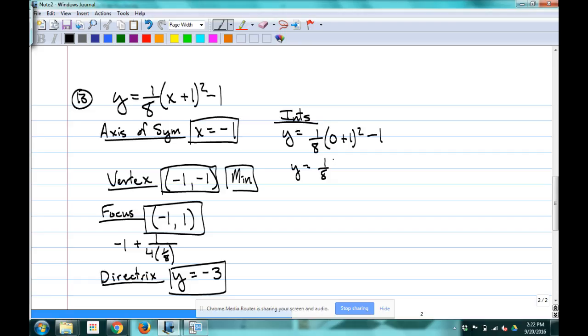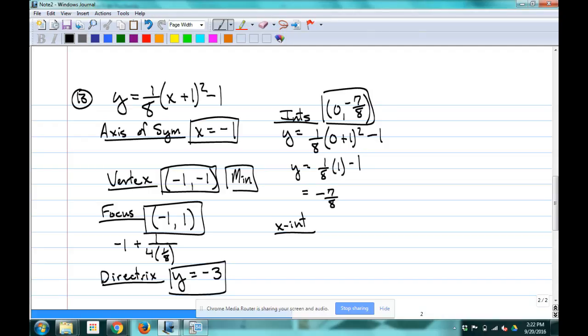1/8 times 1 minus 1 would be -7/8. So 0, -7/8. That's one of our intercepts. Now, x-intercepts, it's not in standard form, so I can't check the discriminant unless I put it in standard form.